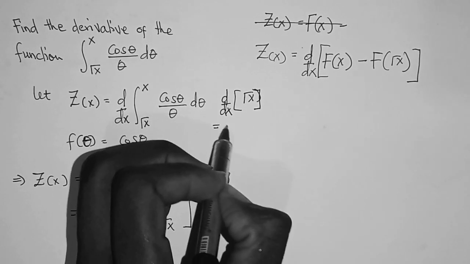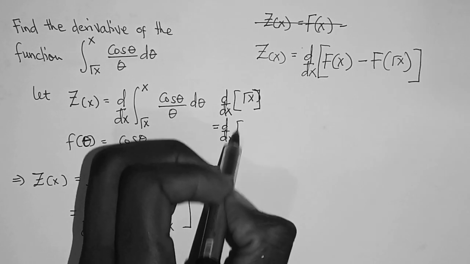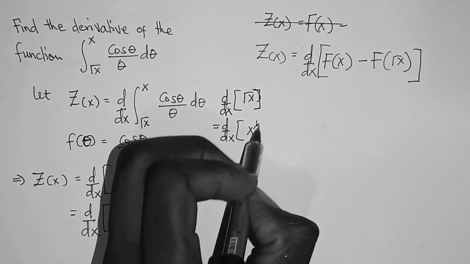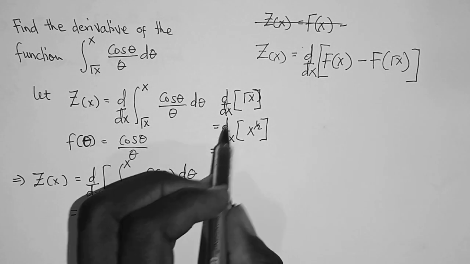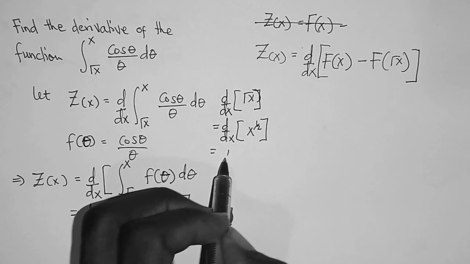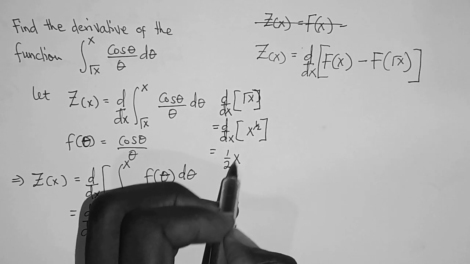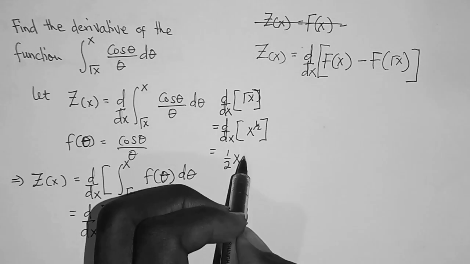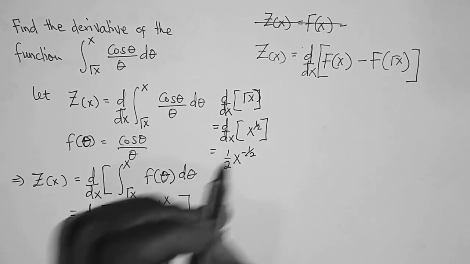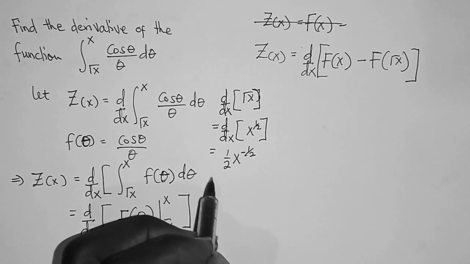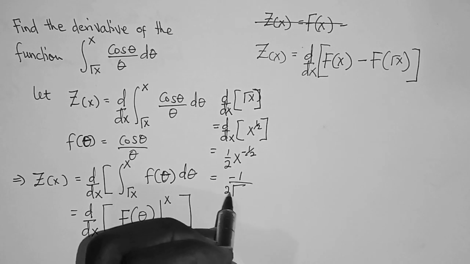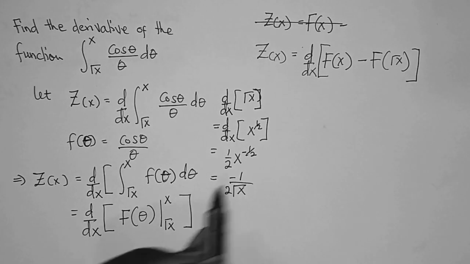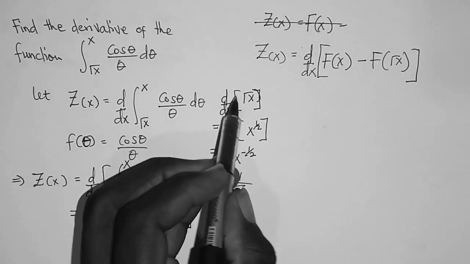This is the same as d/dx of x to the power half, and this is equal to, if you differentiate this, you bring 1 over 2 down, then x, and subtract 1 from the power, which becomes minus half. So this is equal to 1 over 2 root x. So that's the differential of root x.